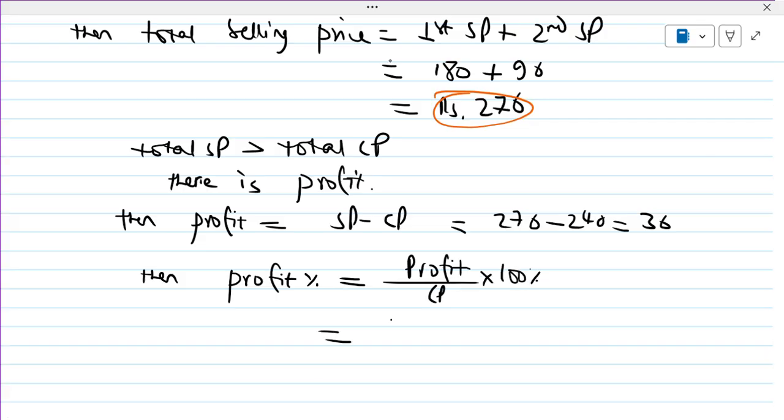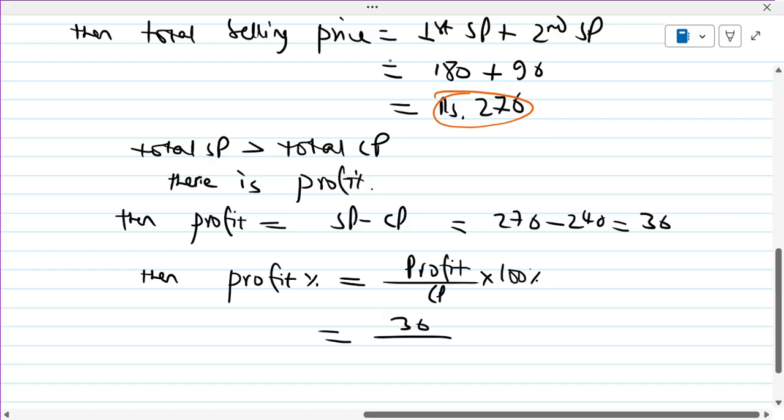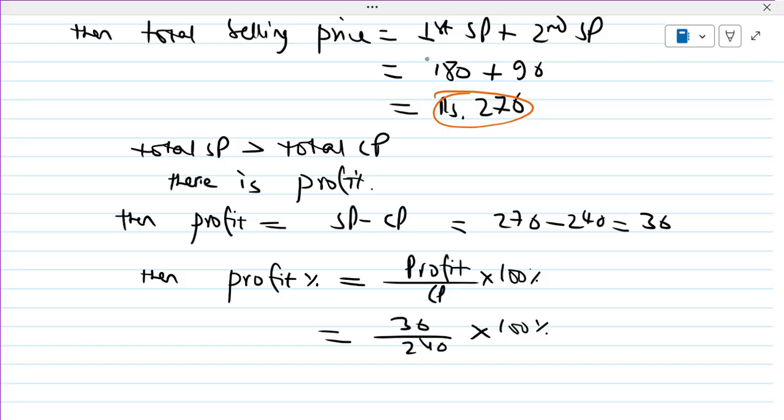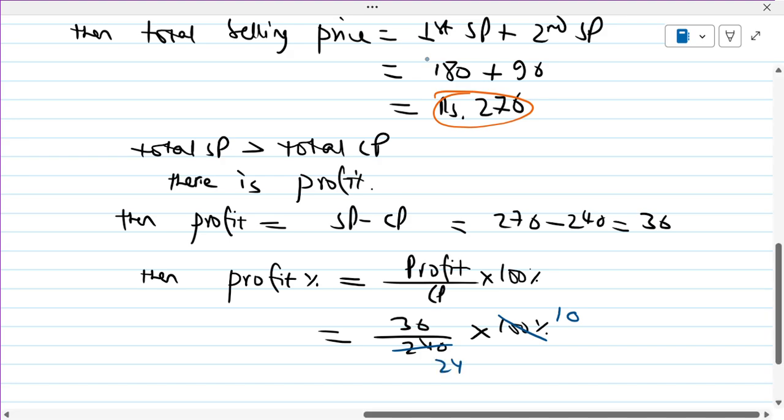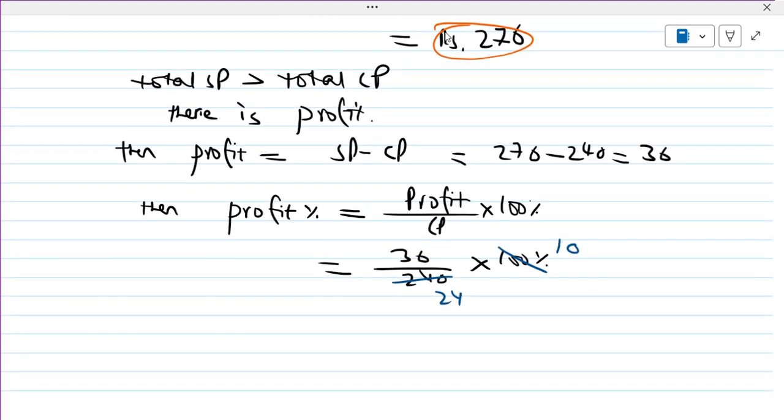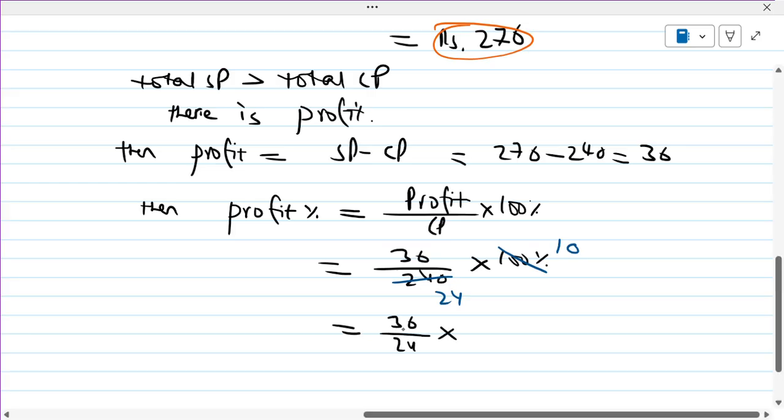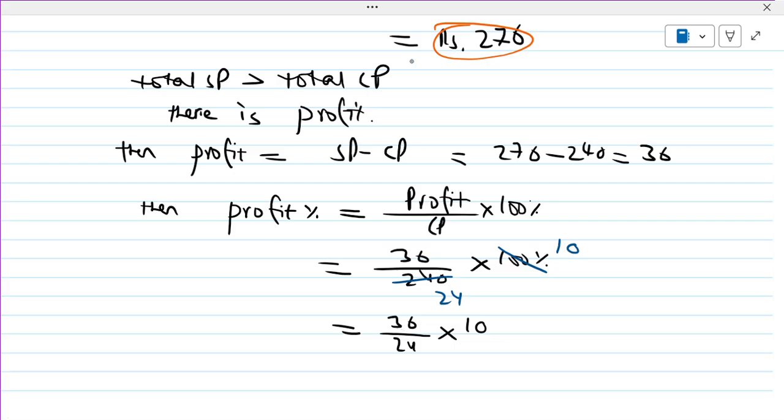So once we do profit, we got 36, cost price is there, that is 240, and into 100 percentage. Now let's go for cancelling. So by 10, 110 times, and this 240 for 24 times, and then there is 36 divided by 24 into 10, is it? 24 and 36, is it?